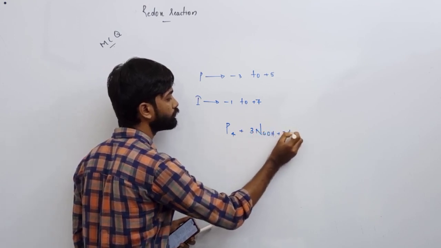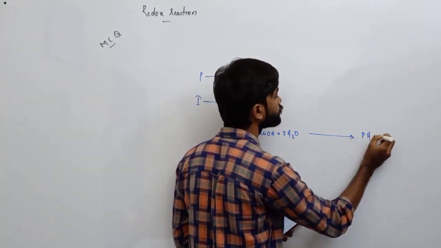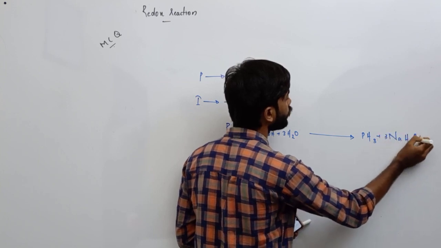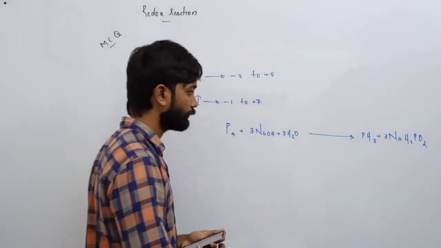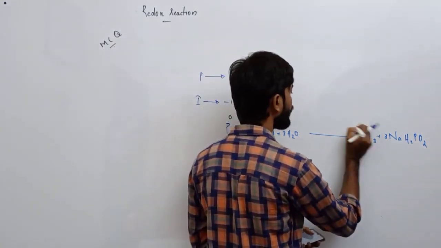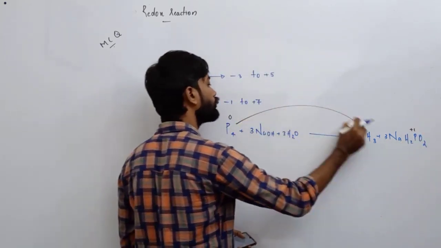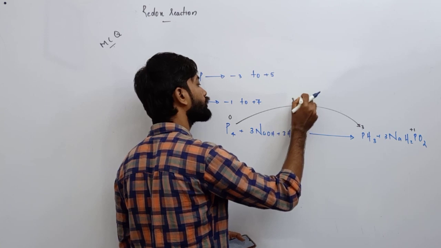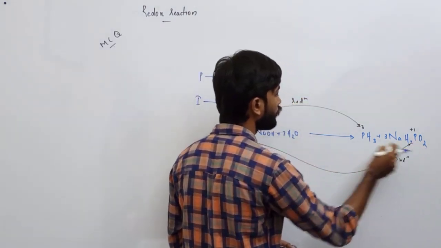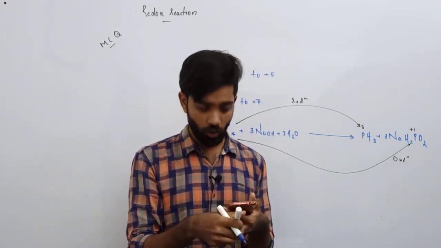Forms phosphine and NaH2PO2. Ready? And this is an example for, you know that phosphorus is 0 before the reaction and after the reaction -3 and +1. So phosphorus undergoes reduction, and phosphorus undergoes oxidation. So this is an example for a disproportionation reaction. The choice is 3.